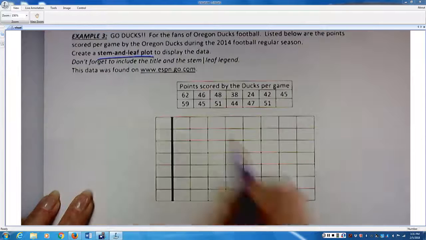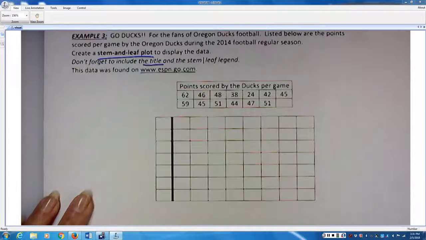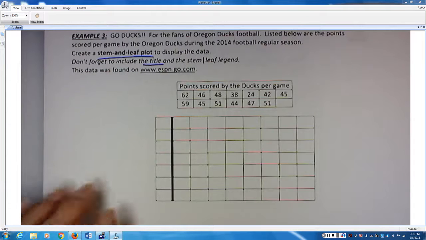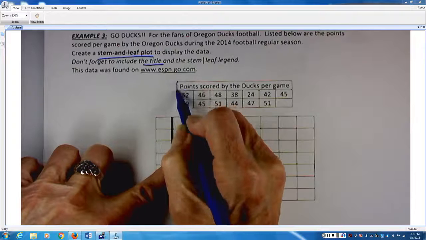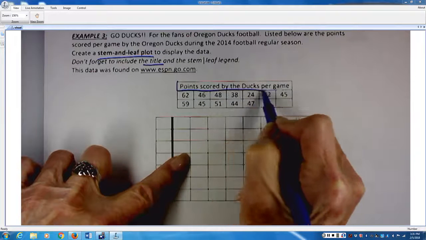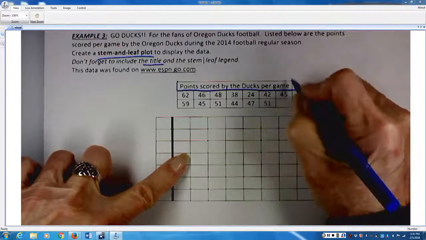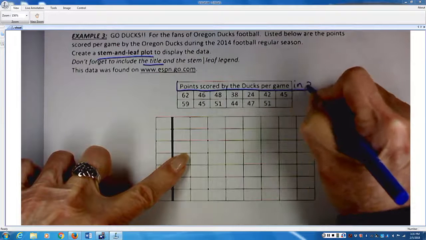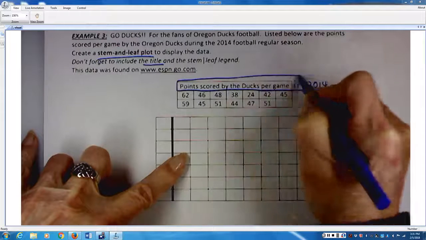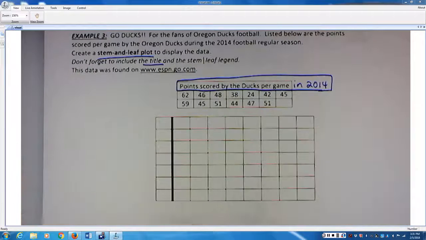And when we make it, we need a title, just like we did before. And our title in this case is going to be Points Scored by the Ducks per Game in 2014. So we want a title that gives us information about what the data is that's being shown. Okay?